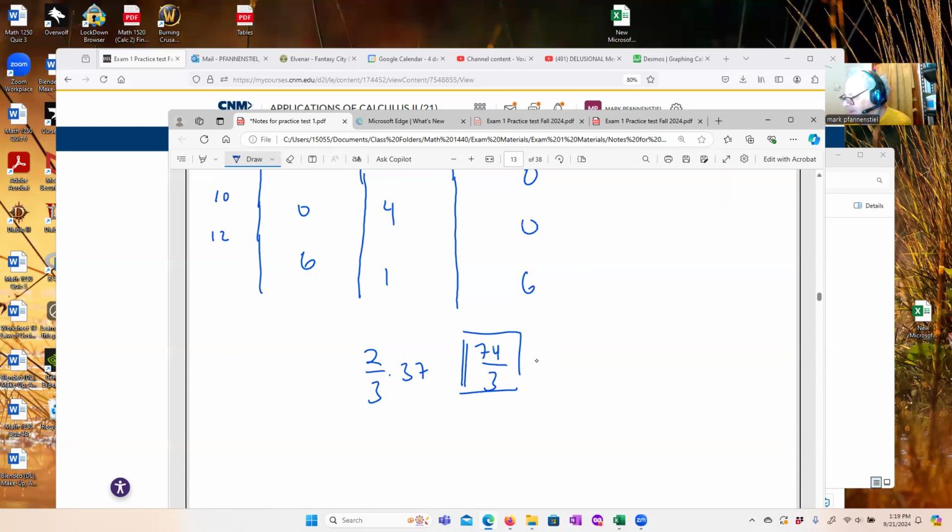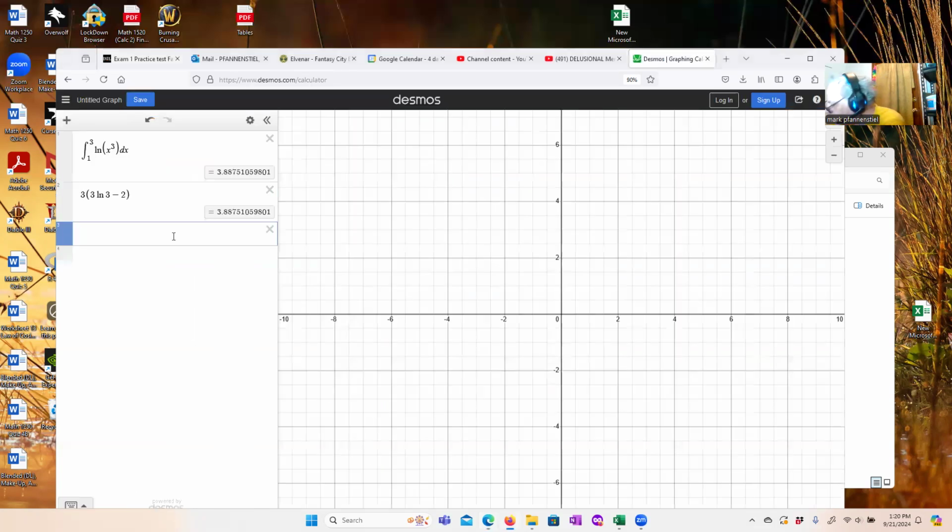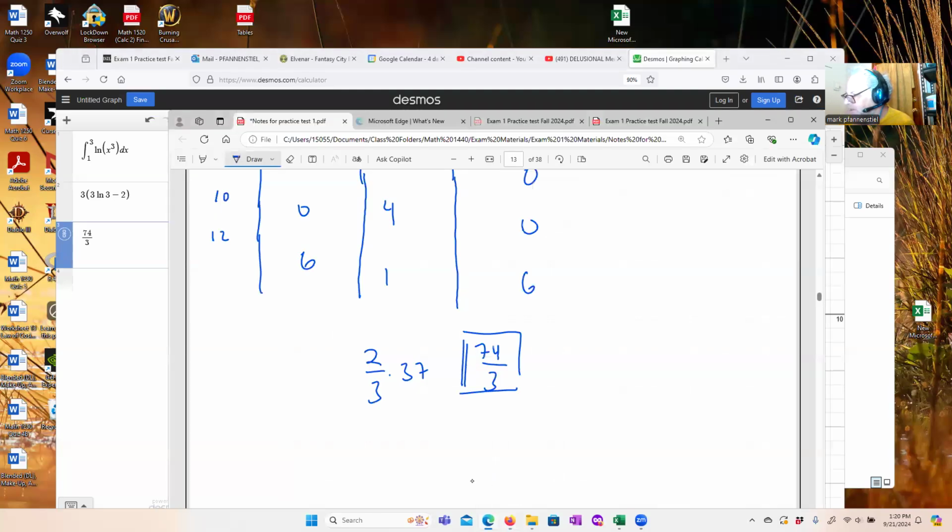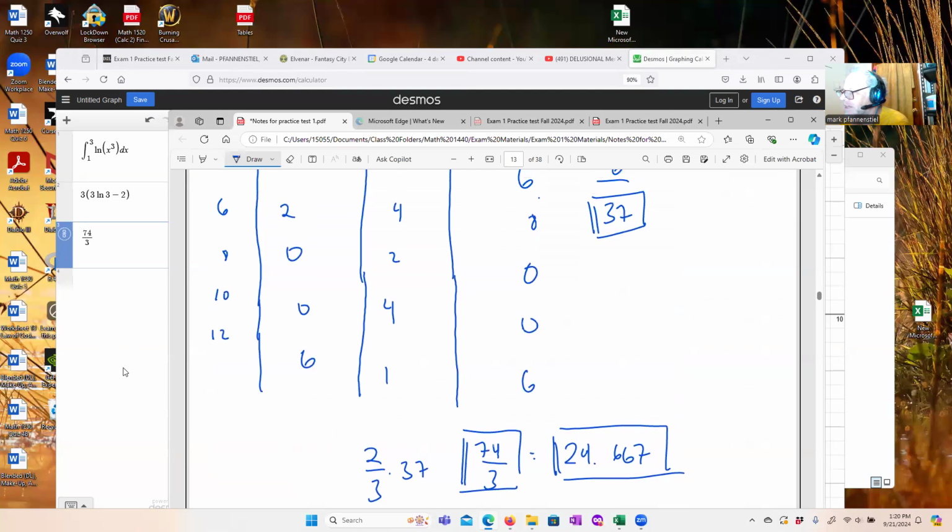Punch that in your calculator. It's going to have a couple of decimal places, but that's all you really have to deal with. Let's check a calculator. This is an unofficial calculator for the test, but we'll just do 74 divided by 3. Okay, 24.667. That's a nice answer. That's all I can do with this, and we're done.